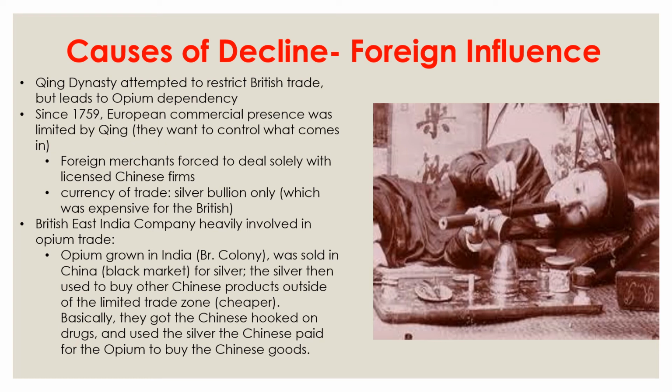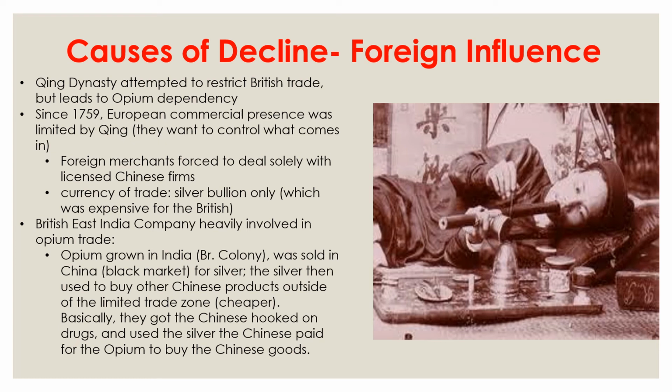They were actually getting the silver from the Chinese and then giving it back to the Chinese in exchange. They were getting the silver from the Chinese in exchange for the opium that they were selling them. And then they were using that silver to buy the other silks and other products that they wanted, like tea, from China, ultimately costing the British very little and economically costing the Chinese way, way more.